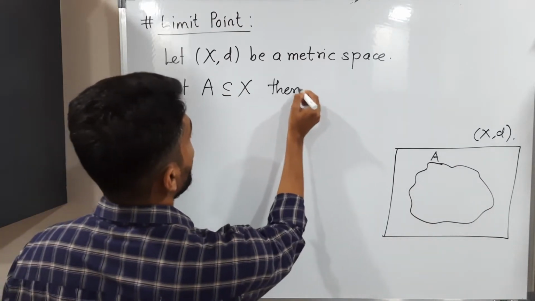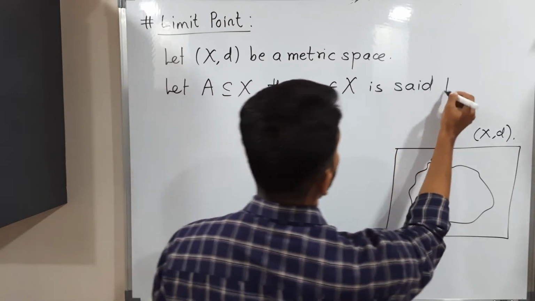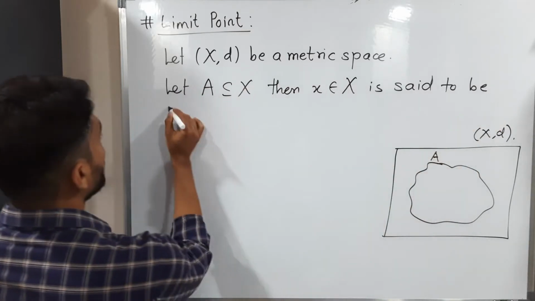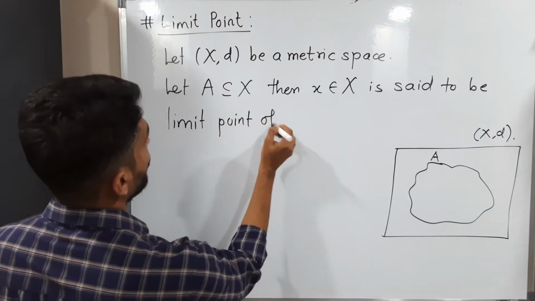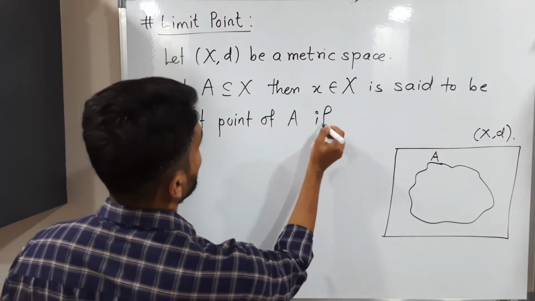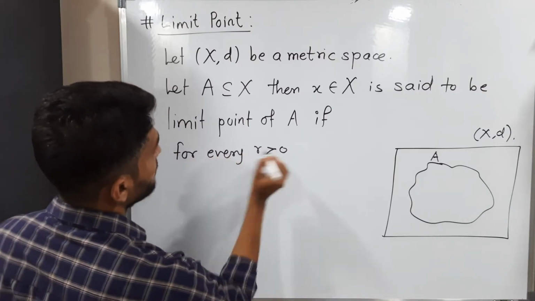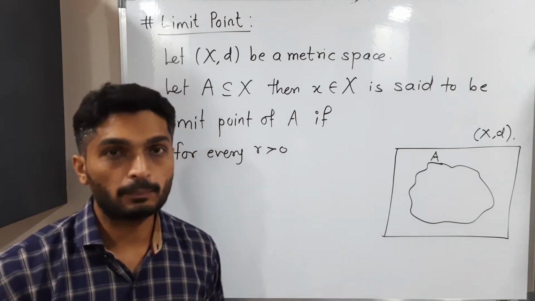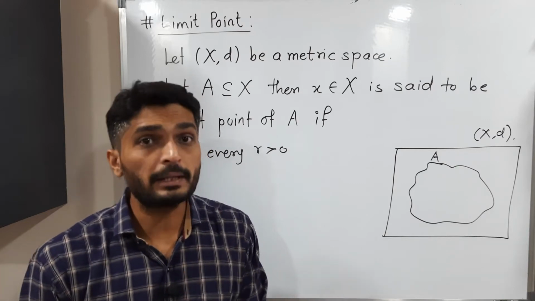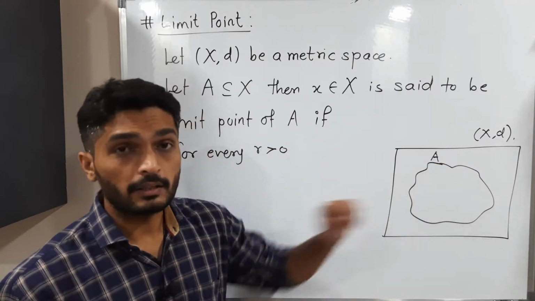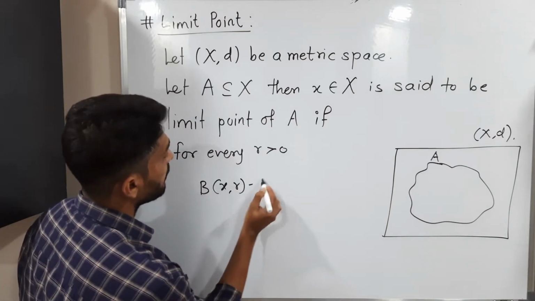Then x belonging to capital X is said to be a limit point of A if for every r greater than 0. We are defining a limit point. x belongs to capital X, it is any arbitrary point of X. It is said to be a limit point of this set A if for given every r greater than 0, B(x, r) minus singleton x.